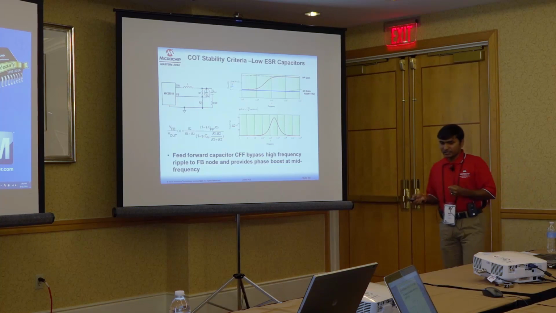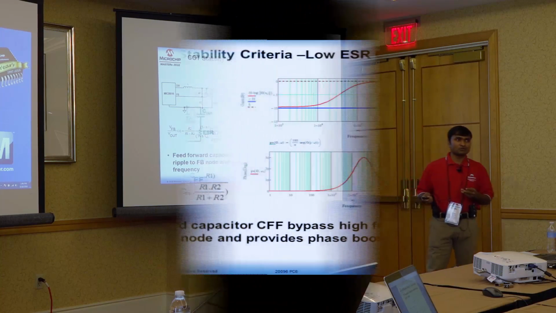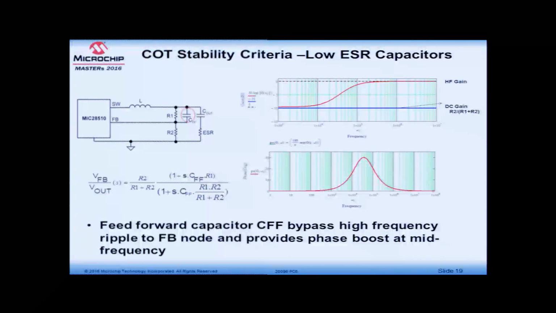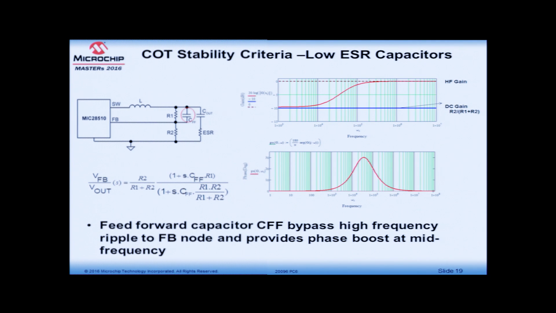But in modern days, high performance loads require very small ripple at the output, within 1%. The steady state ripple cannot exceed 1% of the output voltage. For example, if it is 1 volt, you need 10 millivolts. In that case you cannot use an electrolytic capacitor, you need to use tantalum capacitors or ceramic capacitors. Tantalum capacitors have some ESR as well.